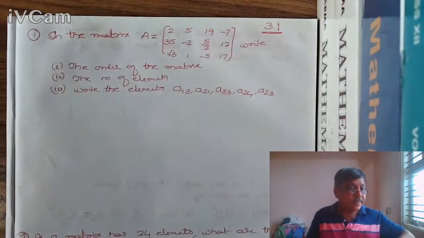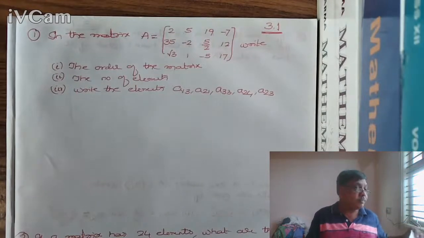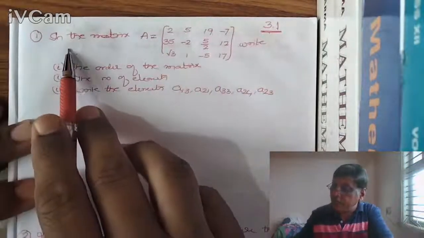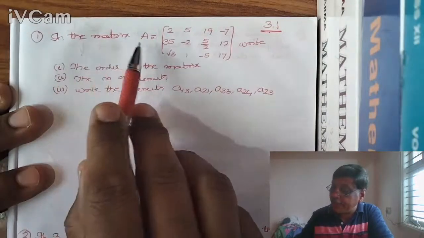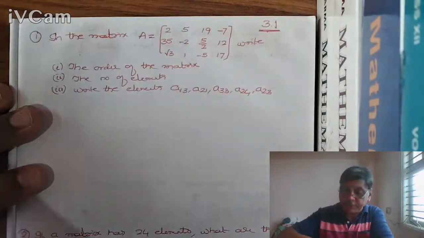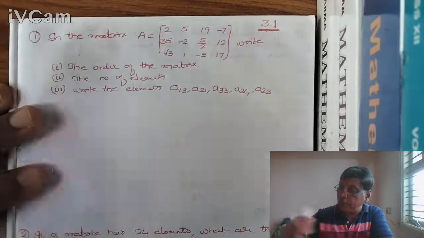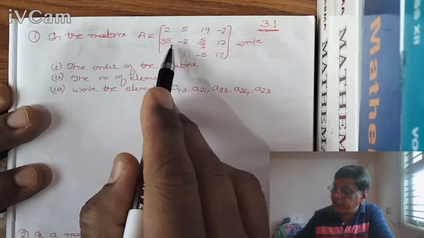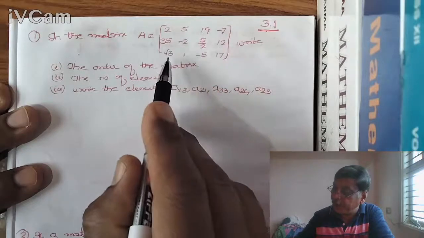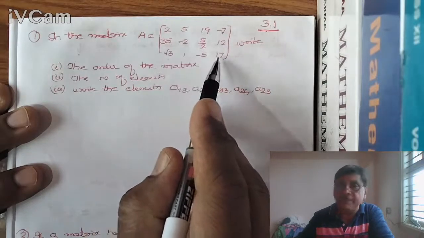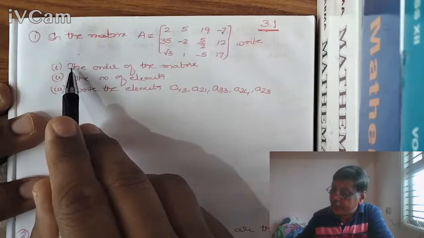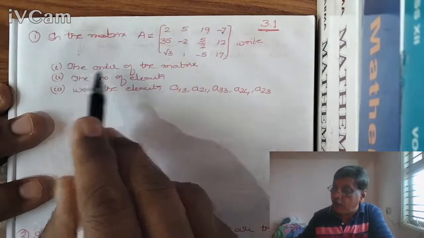The first exercise is exercise 3.1. The first question is: in the matrix A equals [2, 5, 19, minus 7; 35, minus 2, 5/2, 12; root 3, 1, minus 5, 17] is given. So here there are three sub questions.